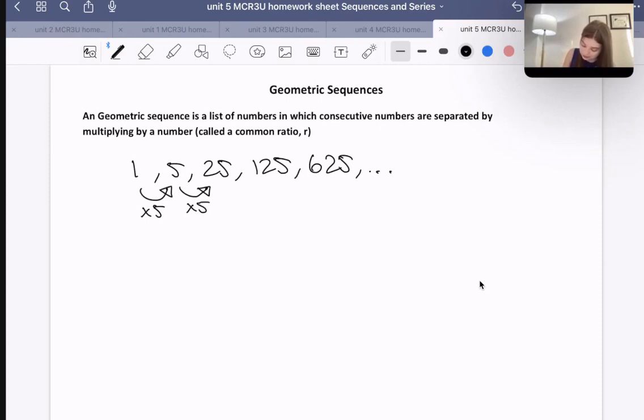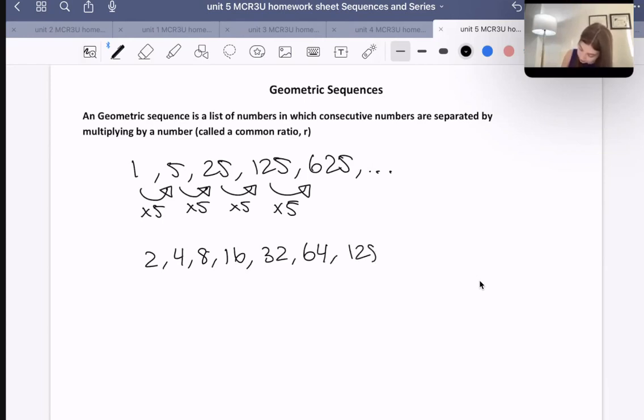We multiply by 5 again, we get 25. We multiply by 5 again, we get 125. And we multiply that again, we get 625, and so on. We could keep going for this one. As you can see, really quickly, these numbers get really, really big. Another famous one is 2, 4, 8, 16, 32, 64, 128, and so on.